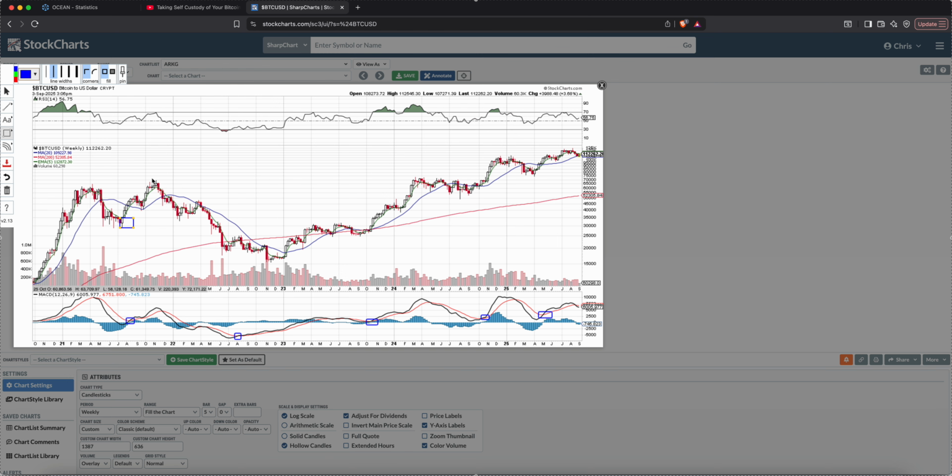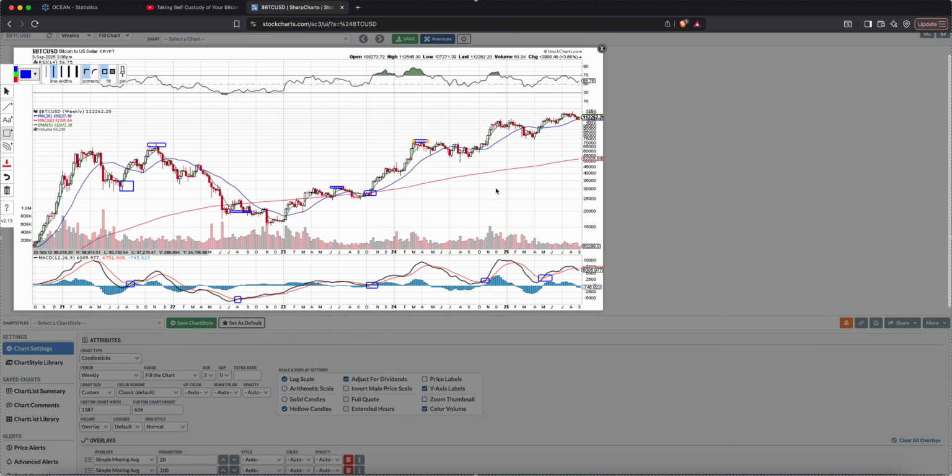The run starts there. It peaks there. This run starts there. It peaks here. This run starts here. Peaks here. This run starts here.